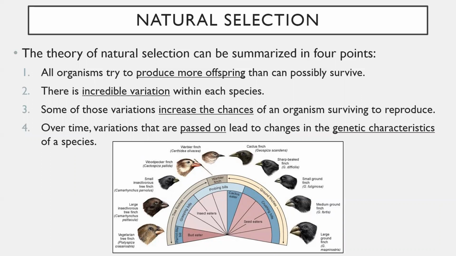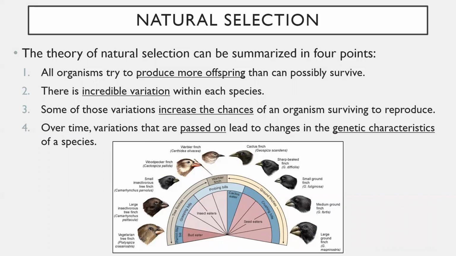Next point is there's incredible variation within species. Look around, look at different people, for instance. We're all very different. That's variation within one species. And we're not unique. Other species have lots of variation within them as well. Humans are not an exception. Some of the variations increase the chances of an organism surviving to reproduce. We've looked at that with giraffes, of course. The longer the neck, the more likely it is to get food, the more likely it is to live longer.